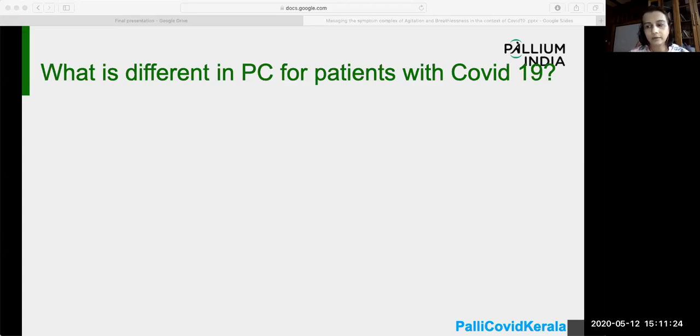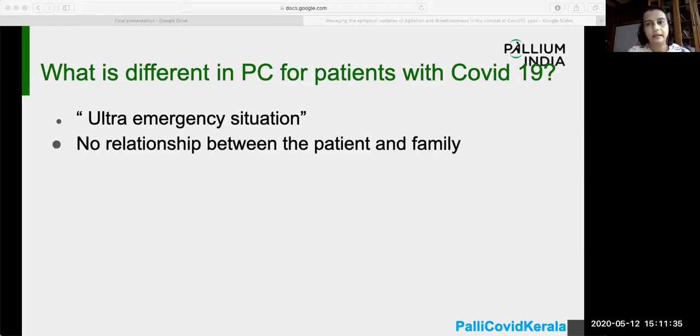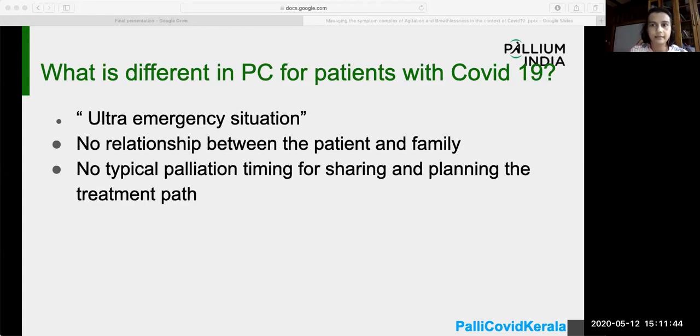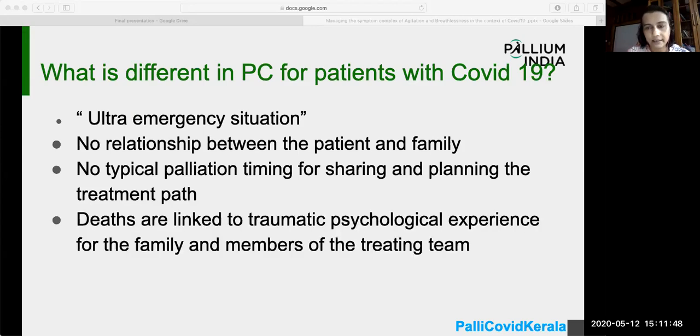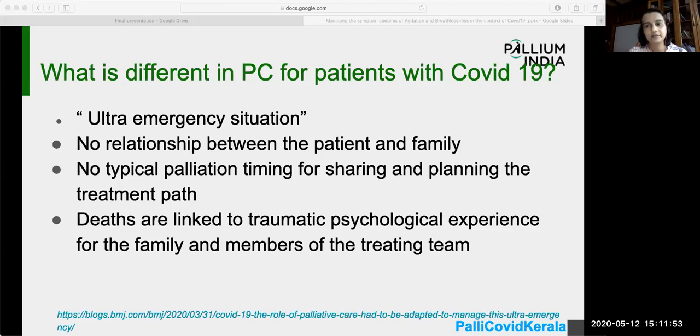They describe how they are faced with an ultra emergency situation where there is no relationship between the patient, the family, and the physician or the healthcare worker. There is no typical palliation timing for sharing and planning the treatment path. And the deaths are linked to a traumatic psychological experience for the family and the members of the treating team. The situation can change so rapidly that the typical palliative care physician doesn't get the time or the chance to have a direct face-to-face conversation with patients and the family.